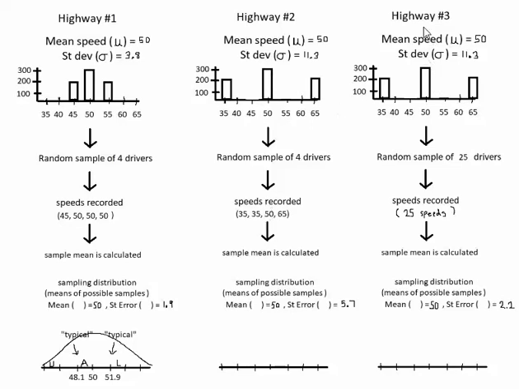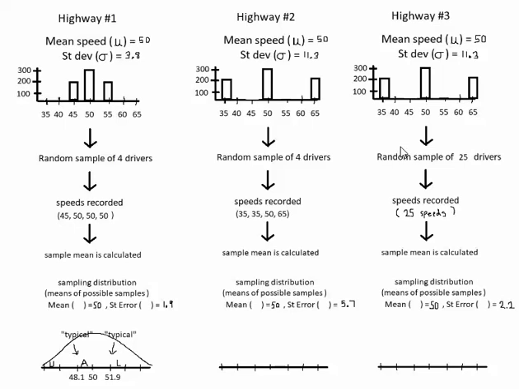And now for Highway 3, it's going to be the same process again, but with a different sample size. So now you're imagining that someone is coming along and observing a random sample of 25 people driving on Highway 3, and you're going to make up their 25 speeds and go from there. So the left part for Highway 1, the middle part for Highway 2, and the right part for Highway 3 all follow the same steps in formatting.